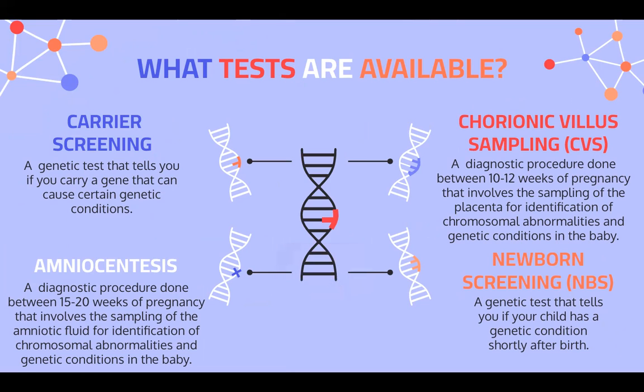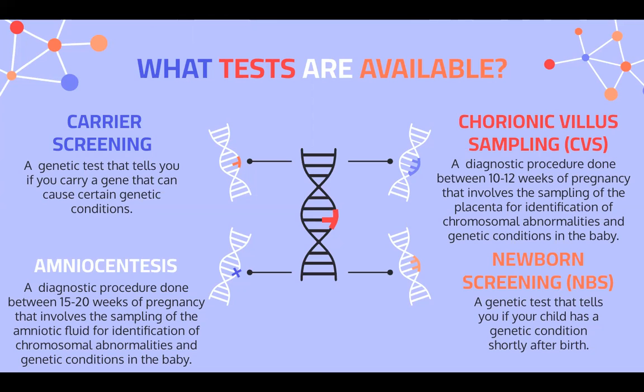Next, we have some procedures that we can do throughout the pregnancy. These are diagnostic procedures. The first one is chorionic villus sampling. This diagnostic procedure is done between 10 to 12 weeks of pregnancy, and it involves the sampling of the placenta for the identification of chromosomal abnormalities or genetic conditions in the baby.